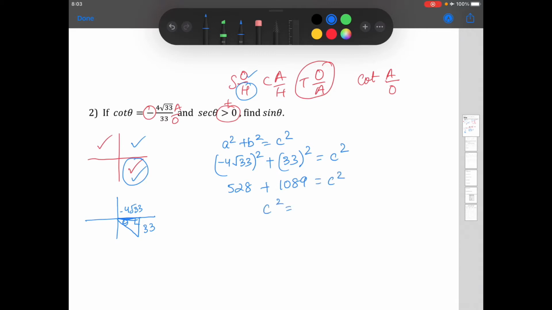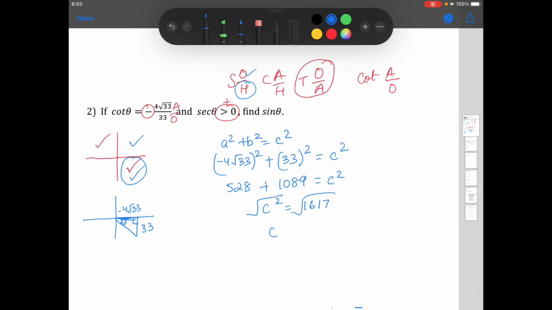So c squared equals 1617. I'm left with, take the square root, and now you must simplify it. So this would be 7 rad 33. Your two factors were 49 times 33. If you're confused how to simplify radicals, the largest perfect square that goes into 1617 is 49. So the square root of 49 is 7, and rad 33, right?